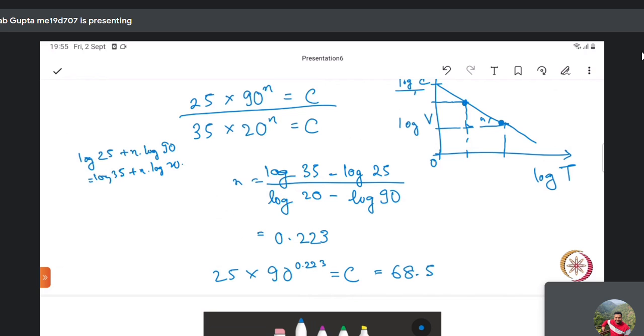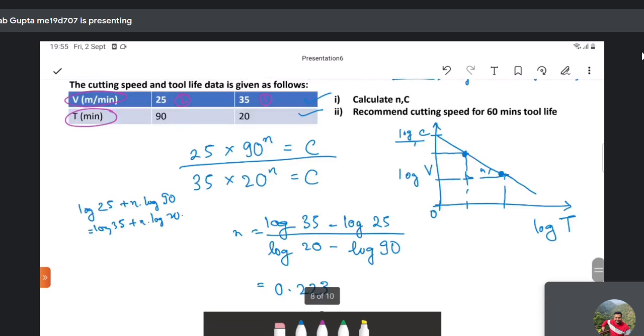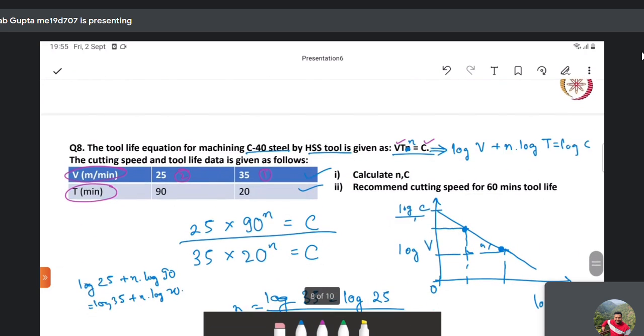So what will be the unit of C? You can plug in here and see. It won't be unitless.